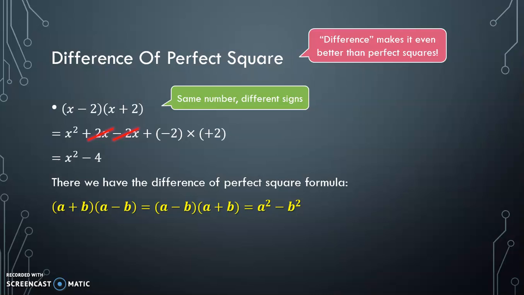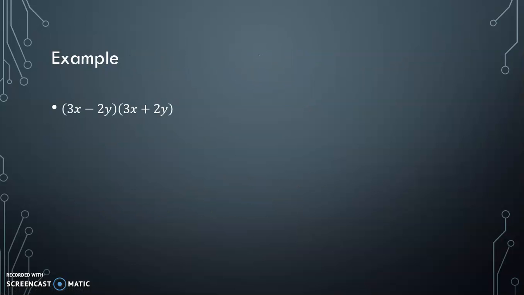There we have the difference of perfect squares formula. We have (a plus b) multiplied by (a minus b), or sometimes, because multiplication is commutative, you will see (a minus b) times (a plus b), but they all equal a squared take away b squared. It's always a minus sign here because you will always have a minus b and a plus b. That's why it's a difference of perfect squares. The cross terms are cancelled out. Let's see an example.